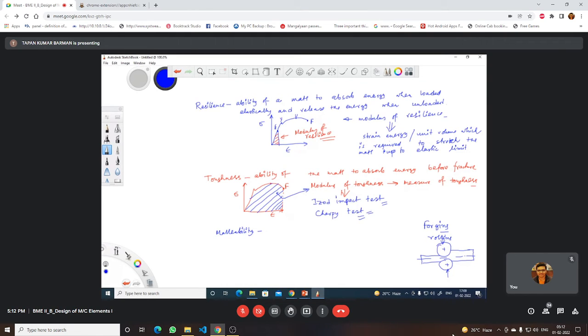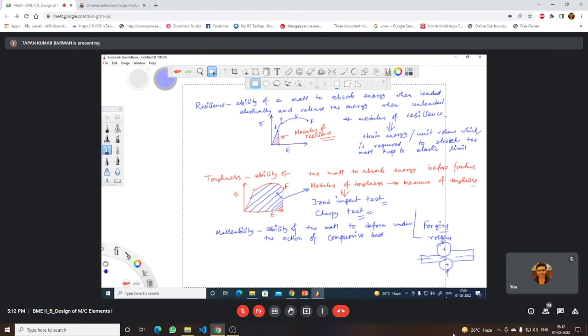So what is malleability? It is the ability of the material to deform under the action of compressive load. Clear? Now, there is another property.